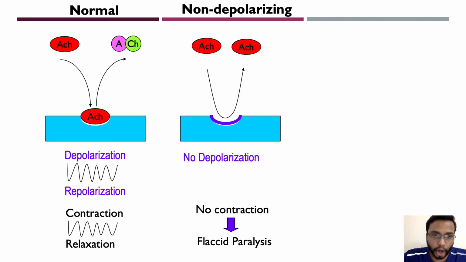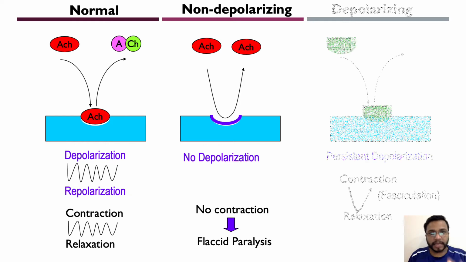Here, the non-depolarizing agent is going to come and stick onto the receptor, and it is going to just block the receptor. As a result, there is no depolarization. Because there is no depolarization, there is no contraction, and because there is no contraction, the muscle goes to paralysis.